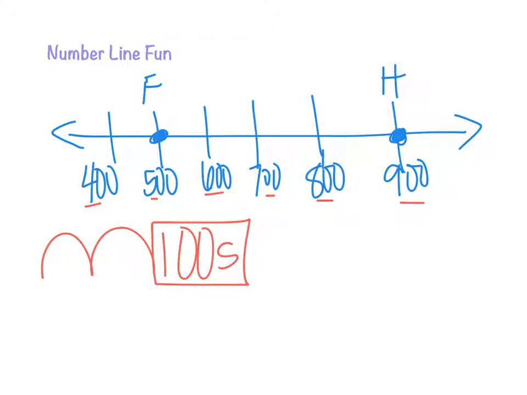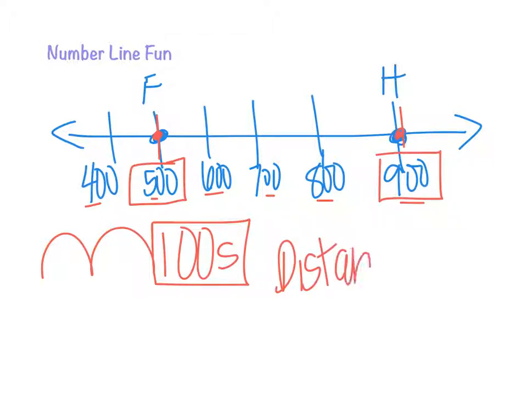Okay. Now, since my whole number line is numbered, and now I know that they're jumping by 100, I need to figure out what the distance is between point F and point H. Now, the distance means I start here, I stop here. My start number is 500, my ending number is 900. Now, the word distance starts with what letter?